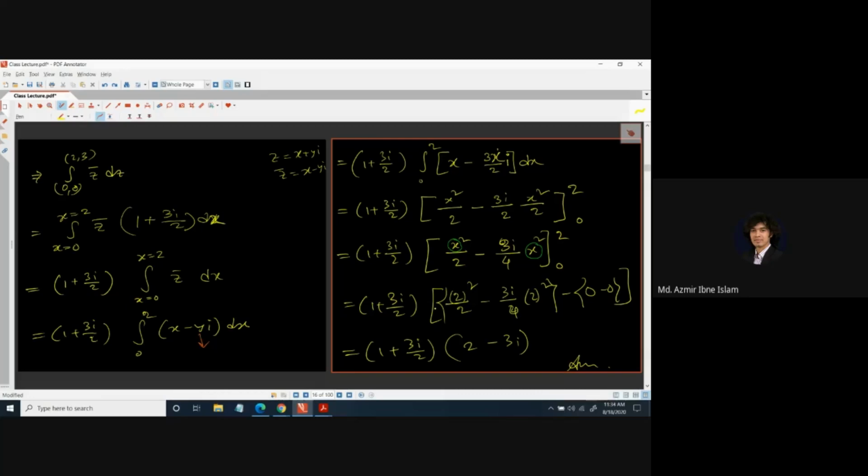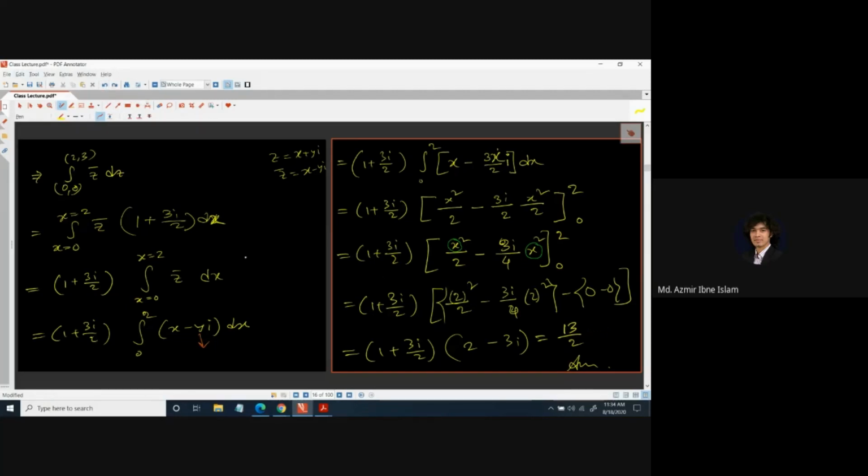You don't need to show all the steps here, but you have to show this one. What is the integration of x? What is the integration of 3i by 2 x? These are the minimum steps you have to show. Okay, so it is actually giving us 13 by 2. So 13 by 2 is looking like a real number, but you know that it is a complex number because it is 13 by 2 plus 0i. So clear?